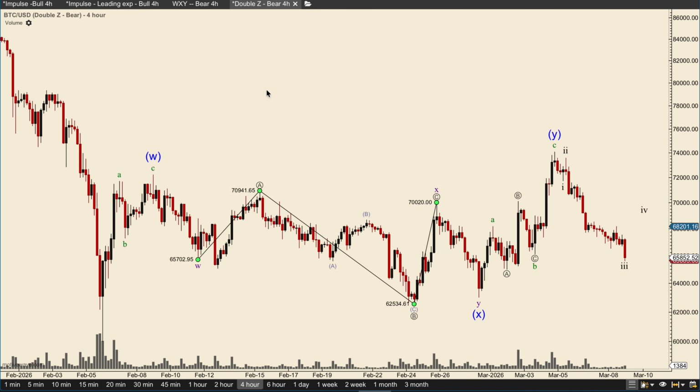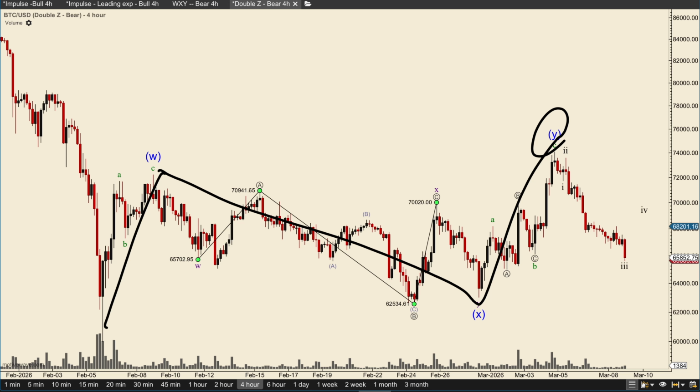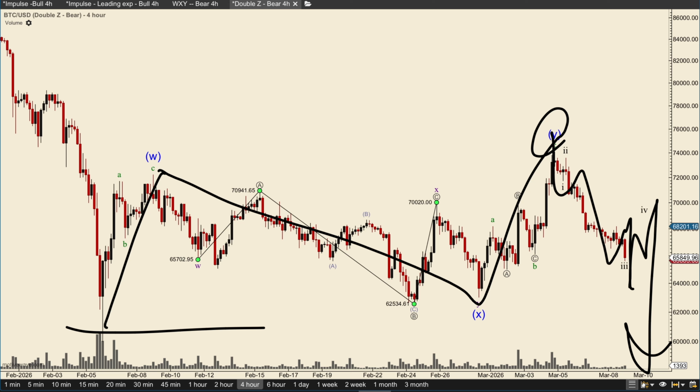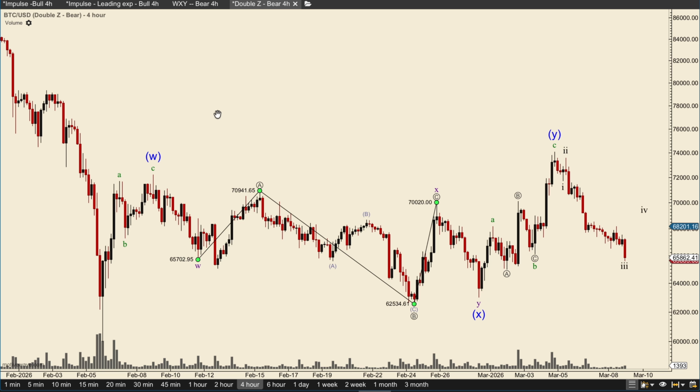And the last scenario is this, so W, X, Y in a double zigzag. And now we're looking for 1, 2, 3, 4, 5, and then retracement, and then we are moving down in a bigger wave 3, 4, and 5.